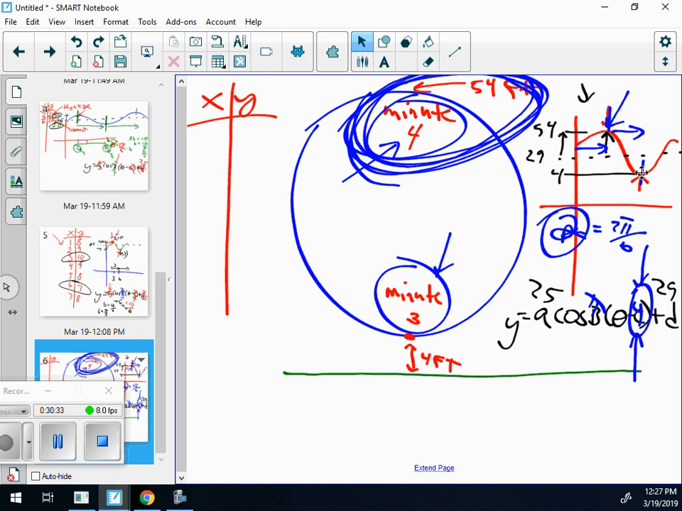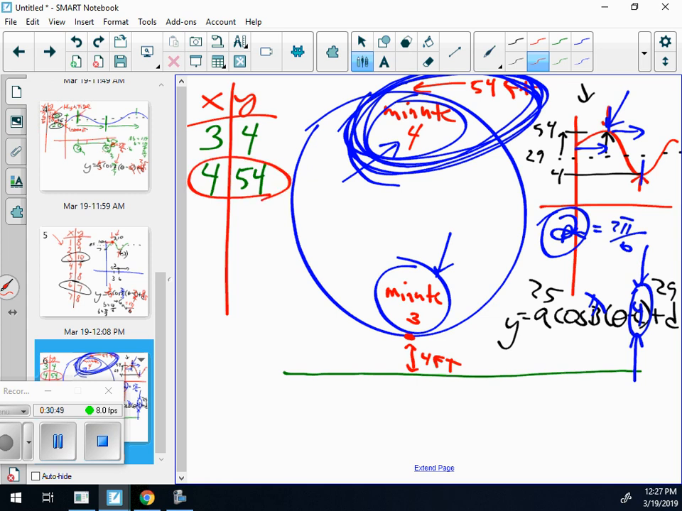Which part, the A, B, C, or D? Okay. And that was, if I made a list of my times, would you agree minute 3, it was at 4 feet, and at minute 4, it was at 54 feet? What I'm trying to train you to do is find the first peak and take the x value of the first peak. This was the first highest time that I told you height-wise, and it's the first time it hit that. We don't even know when this thing started.